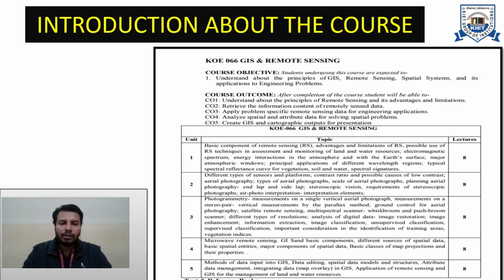So we have to study flight planning. We have to study the various types of lap which are provided, like end lap or side lap. Then after covering the concepts of aerial photography, we have to see another important concept involved in aerial photography, that is stereoscopy. We have to see what stereoscopy is, what stereoscopic vision is, what the requirements of stereoscopic photographs are, and how we can interpret air photos.